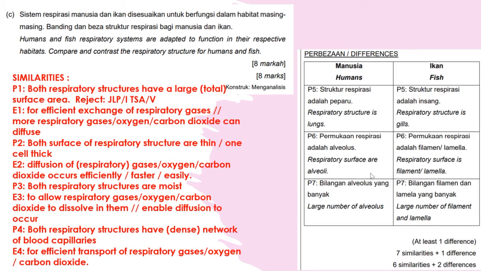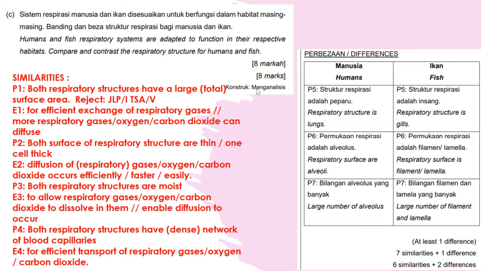Then point number six, the second difference: the respiratory surface is alveoli in humans, whereas in fish the respiratory surface is filament or lamella. Point number seven: there is a large number of alveoli, and for the fish there is a large number of filaments or lamellae. So make sure you give the difference for the same characteristic. This is 1 mark, and this is 1 mark. For every point here there is a mark: P1, E1, P2, E2 each get marks. So you will get the 8 marks, full marks.